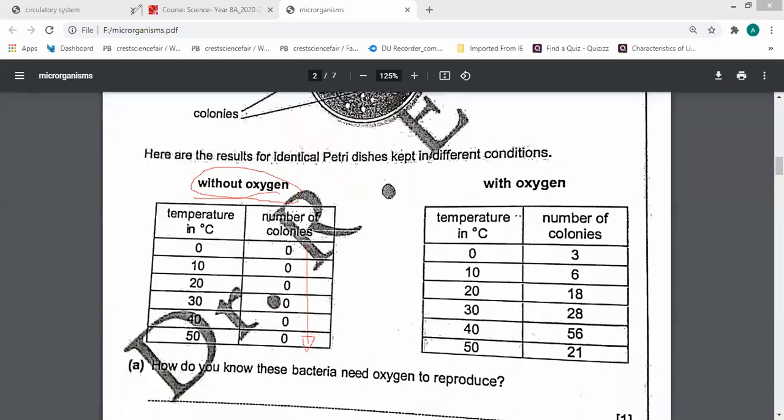The next one is the case of oxygen present, with different temperatures. At temperature 0, the number of colonies is 3; at temperature 10, the number of colonies is 6, and so on. By increasing the temperature, the number of colonies increases: 0, 10, 20, 30, 40. When the temperature reaches 50, what happens to the number of colonies? It decreases. Yes.